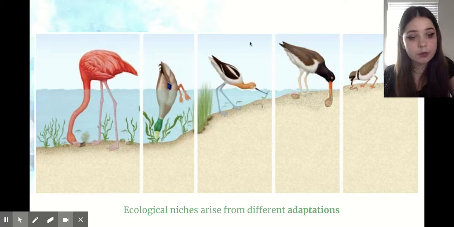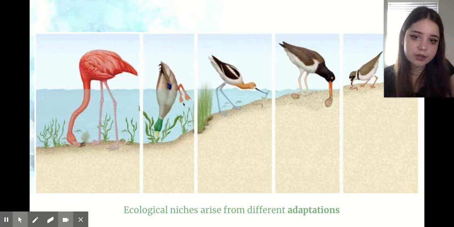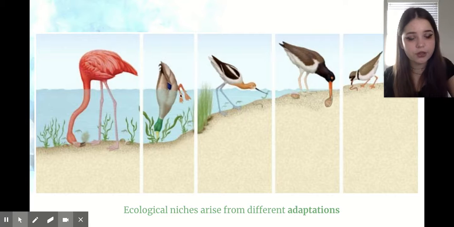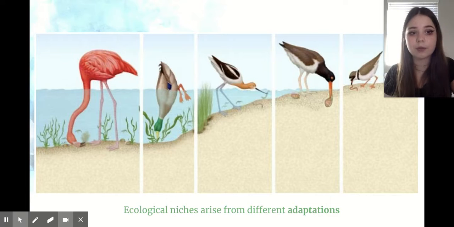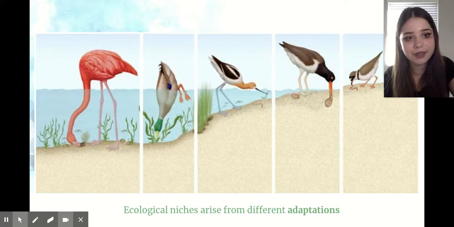So what these birds did is they distributed the resources based on their adaptations. The duck over here can reach the resources here, and so no other species is going to inhabit this area. It's only for the duck, right? So this reduces competition. You're not going to have multiple species competing for the same resources. They all get to have their different resources.